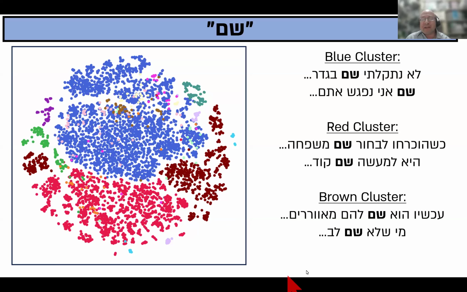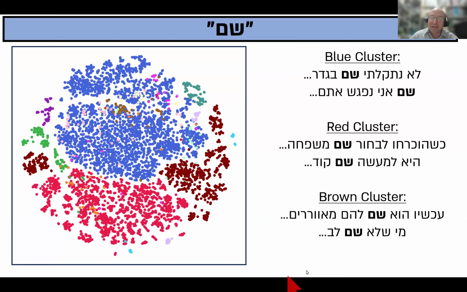Now, here's the miracle of BERT, and why this is so exciting and useful: what you see in front of you, this graph with the blue and the red and the brown clusters that represent the different usages of Shin Mem, was created completely automatically, completely unsupervised. I took the script that I wrote to do this, plugged in the word Shin Mem, and the result was this graph.